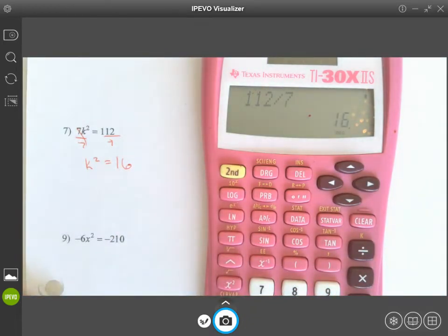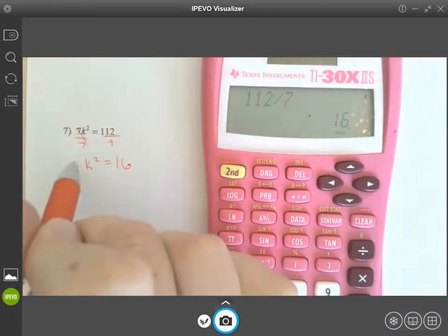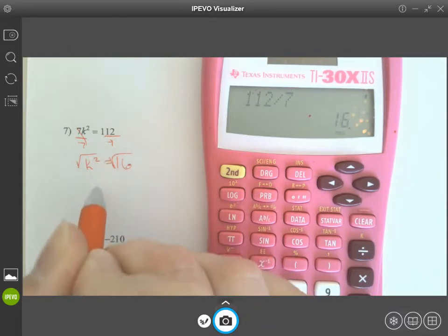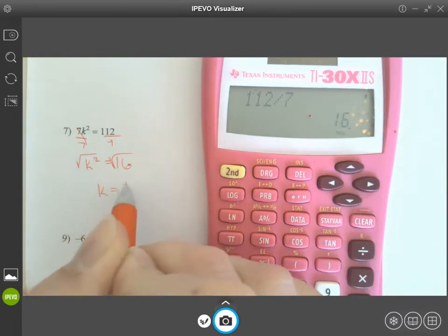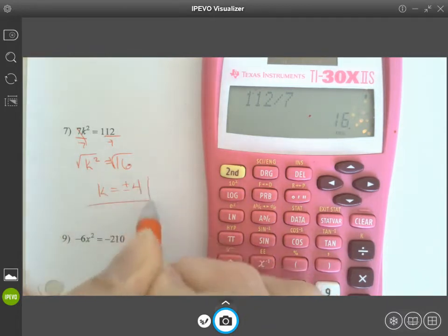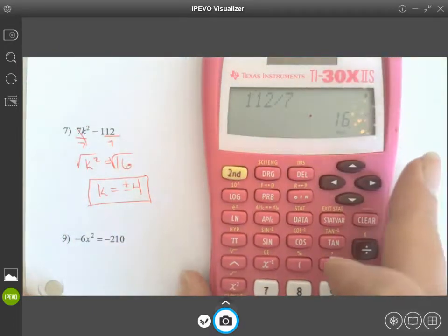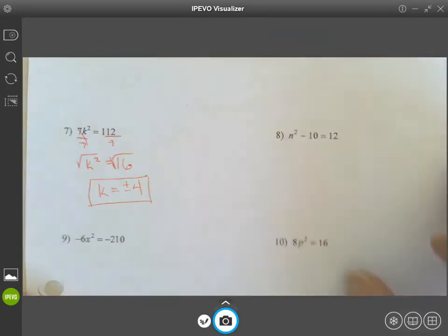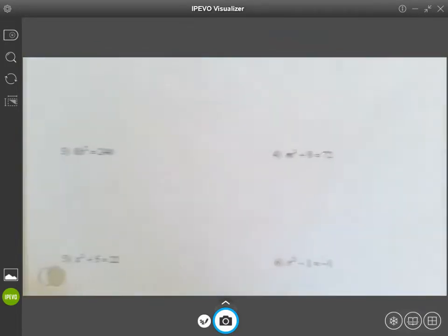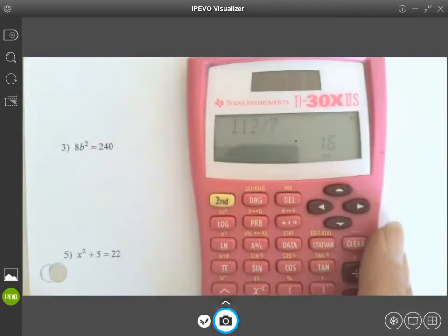And now how do I get rid of the square? What is the square root of 16, folks? Nope. Positive or negative 4, because we're saying 4 squared is 16 or negative 4 squared is 16. Number 3? I can do number 3.